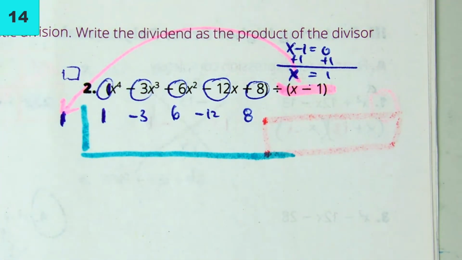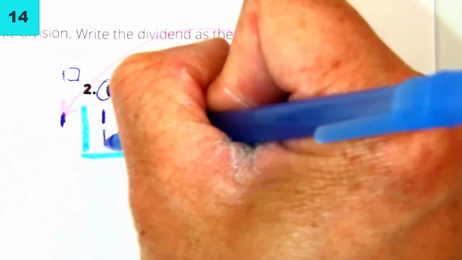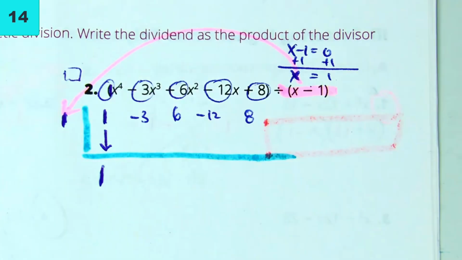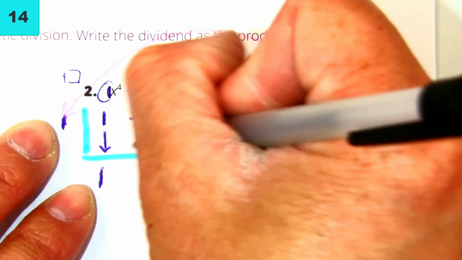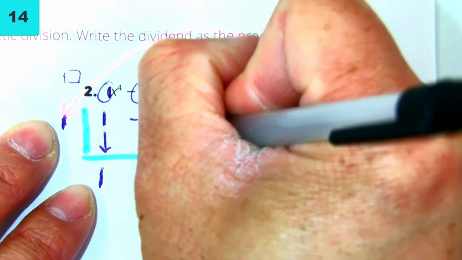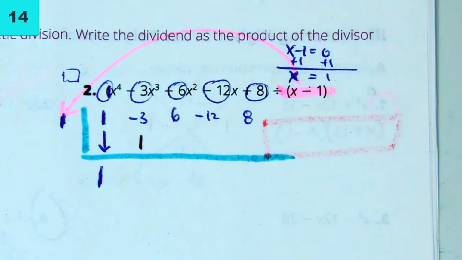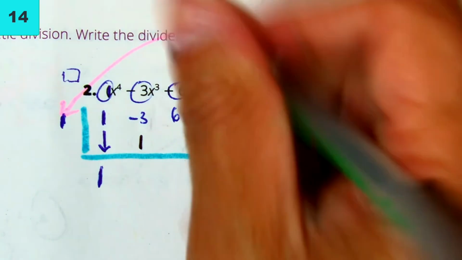Step number 3. Yelissa. Bring down the first term. So let's bring down the first term. And we're just going to write what number here, class? 1. Eric, what's the next step? Let's multiply diagonally. Class, 1 times 1? 1. And the answer goes right here. What's the next step? Amy? Yeah, we're going to add down. Class, negative 3 plus 1?